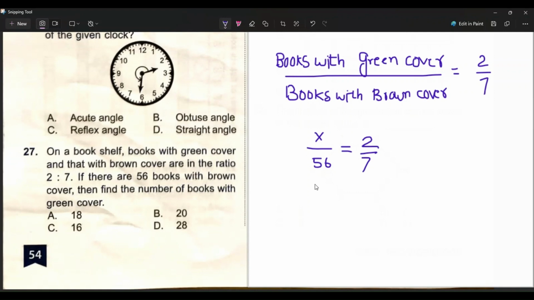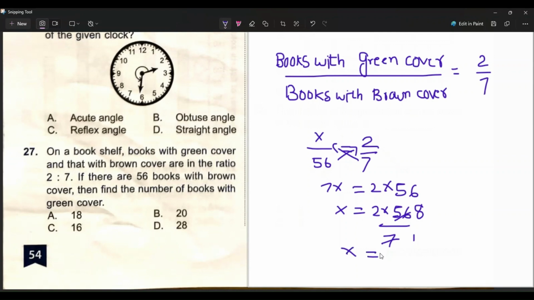Books with brown cover is given as 56, equal to 2/7. So let's multiply, cross multiplication. 7x is equal to 2 into 56. x equal to 2 into 56 divided by 7. So 7 ones are 7, 7 eights are 56. So we got x as 2 into 8, which is equal to 16. So number of books with green cover we got as 16. So we got the answer. Option C is the right answer, children.